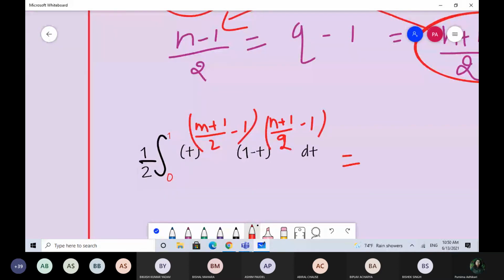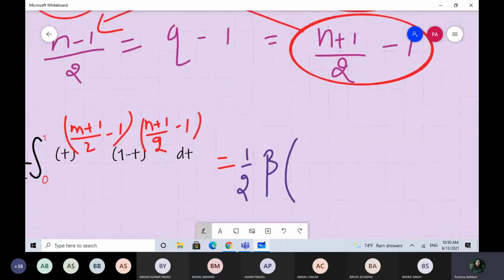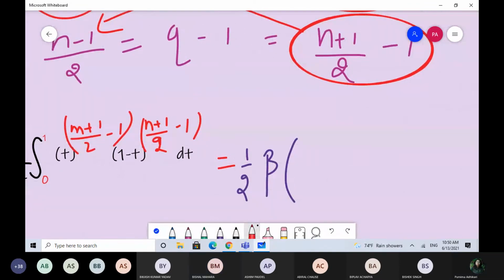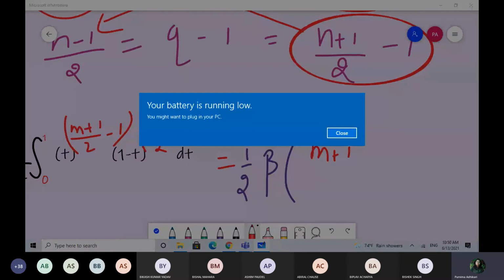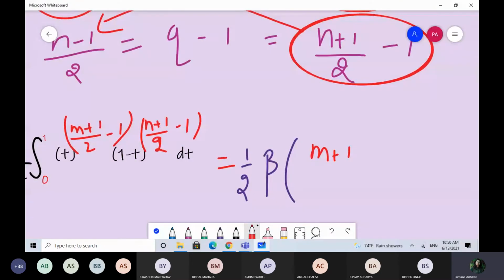Tell me. What is this? Tell me quickly. 1 by 2 beta m plus 1 by 2 comma n plus 1 by 2. Very good. Beta m plus 1 by 2, n plus 1 by 2. Okay, so you got this.